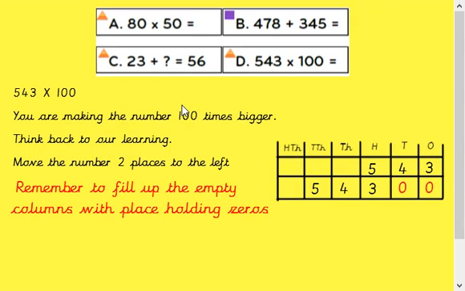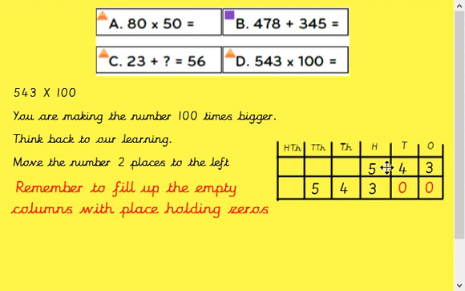And the last question this morning is 543 times 100. Now we've done multiplying and dividing by 10 and 100 this year. We've looked at it with decimal numbers in the last couple of weeks. To answer this question, you're making the number 100 times bigger. You're timesing it by 100. So let's think back to our learning. If we do think back, we could have quickly scribbled a grid down if we wanted to. I want you to try and do it in your head, but if you needed to, you could have quickly scribbled a grid out.